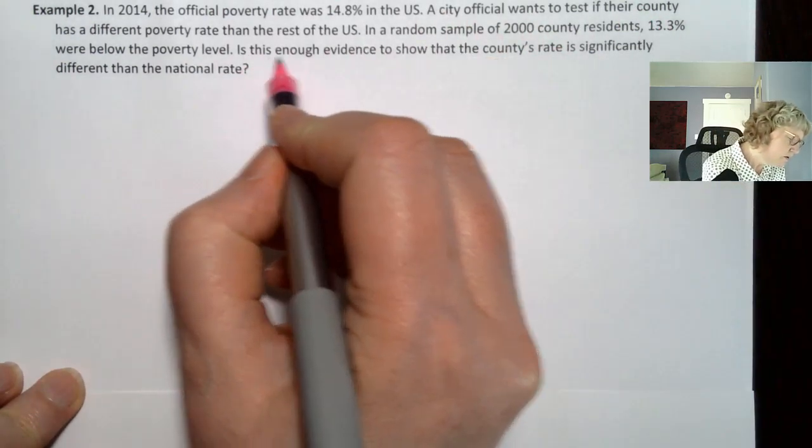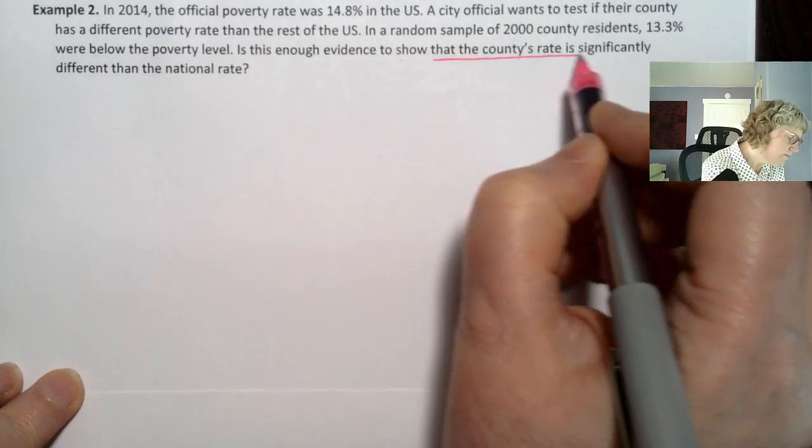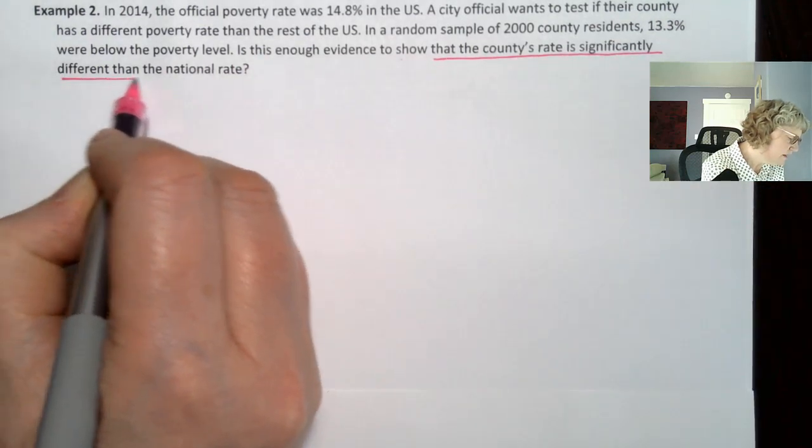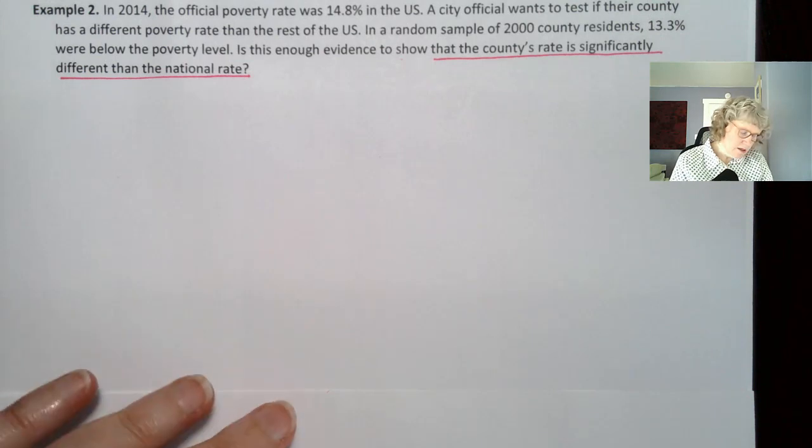Okay, so county, here's what we're testing. Is this enough evidence to show that the county's rate is significantly different than the national rate? Okay, do you know what type of test that is? Left tail, right tail, or two tail? And then let's also see what else we're given.